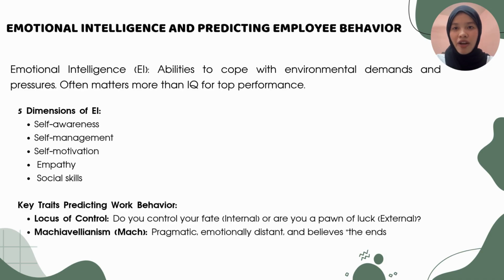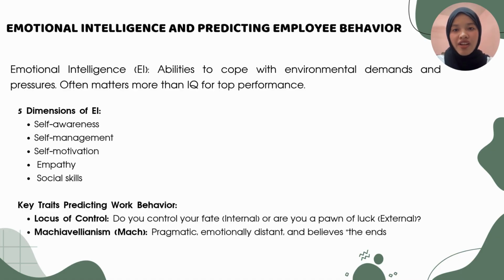Next, let's talk about emotional intelligence, or EI. This is our ability to cope with environmental demands and pressures, and it often matters a lot more than traditional IQ when it comes to top performance. Emotional intelligence is built on 5 dimensions, which are self-awareness, self-management, self-motivation, empathy, and social skill.